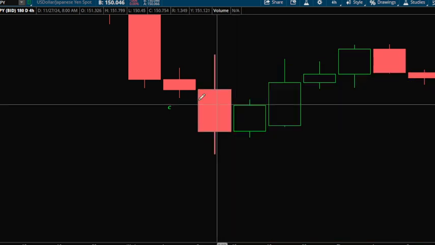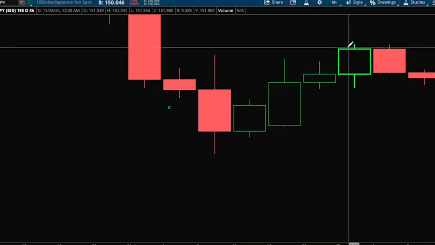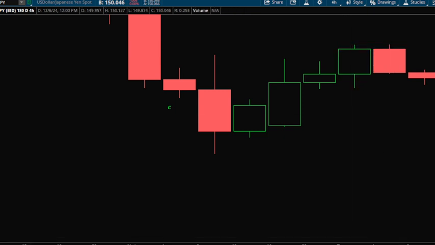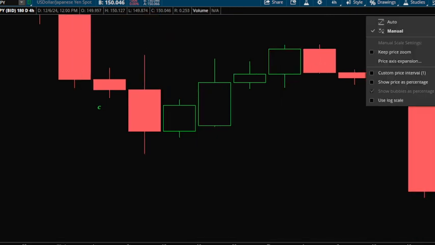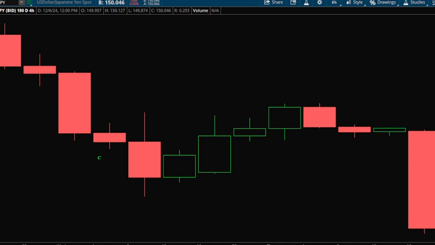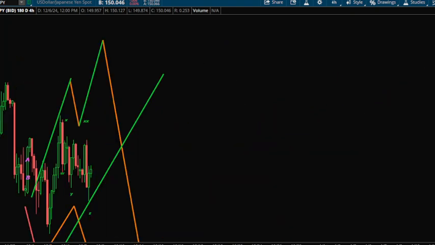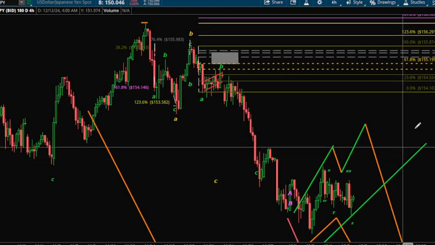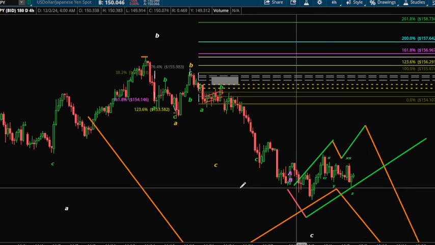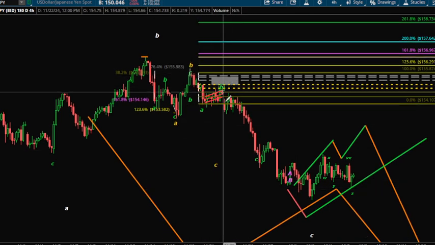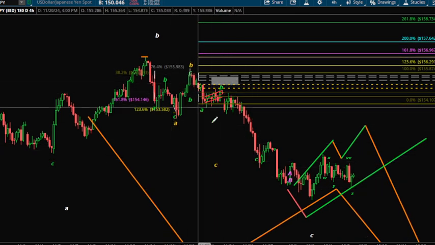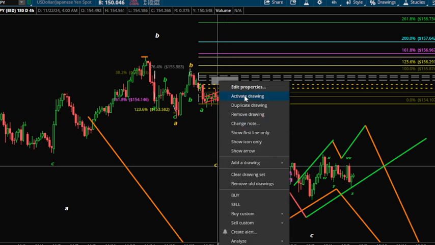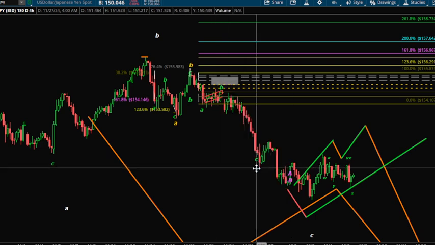But this one gave me enough conviction to say that the turn is sufficient enough. Okay, so now we're almost there. Let's see what we got now. We've got the A, B, C right here, so now we can move this C over. All right.